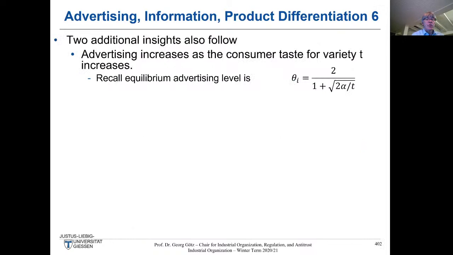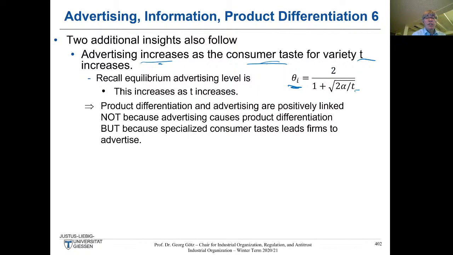Okay? What is also interesting here is that advertising increases as t increases. So here you see theta. If t increases, this is in a denominator of the denominator, so this part becomes smaller, the whole expression becomes larger, and therefore you invest more if you have more loyal consumers. If your consumers are loyal anyway, you want them to be informed. Okay, that's an important point. If your products are differentiated anyway, you want to inform them. And so you get a positive correlation between advertisement and product differentiation, not because advertising causes product differentiation, it does quite the opposite, but because specialized consumer tastes, because loyal consumers lead you to want to inform everyone. Okay.